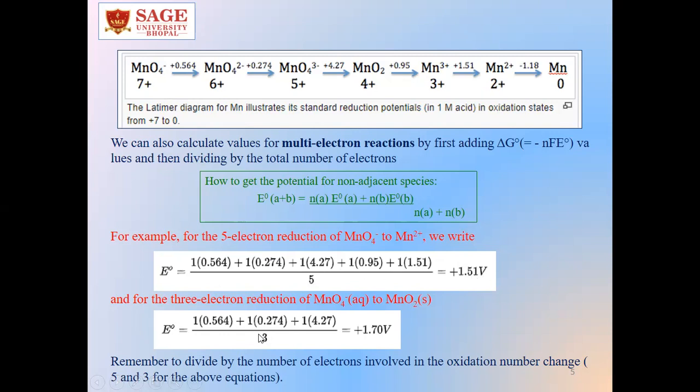1.514. For the 3 electron reduction of MnO4 minus aqueous to MnO2, it will be 1 into 0.564 plus 1 into 0.274 plus 1 into 4.27, divided by 3, that is 1.70. So remember to divide by the number of electrons involved in the oxidation number change, that is 5 and 3 for the above two equations.